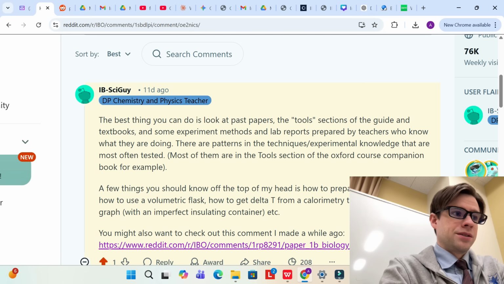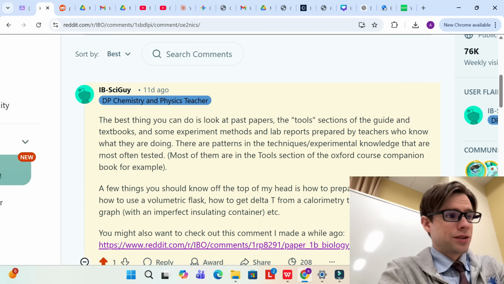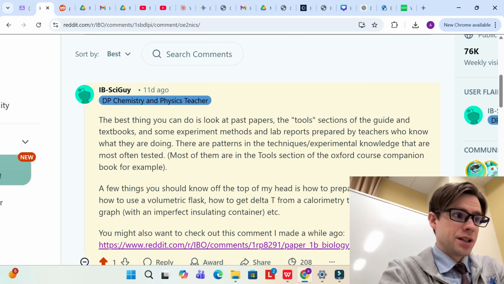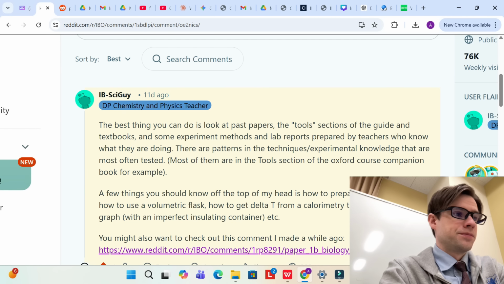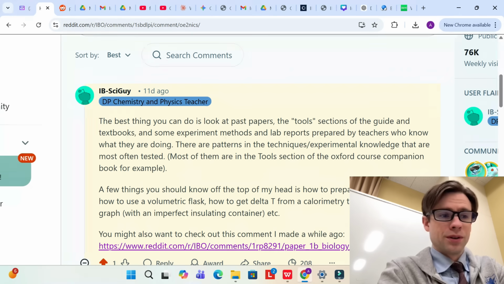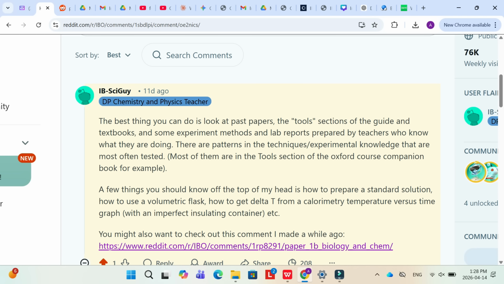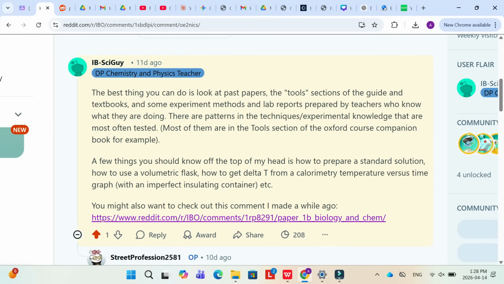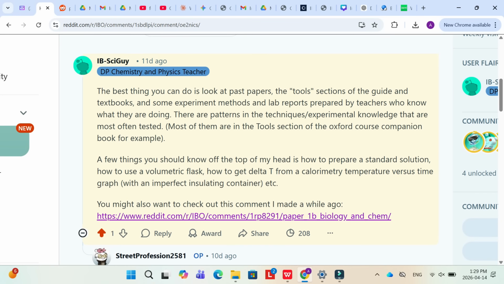And then there are patterns in the techniques and experimental knowledge that are most often tested. Like there's a lot of titration, there's a lot of colorimetry, there's a lot of making solutions, that kind of thing. Those ones that appear over and over and over in past papers, you should study in detail. So a few things off the top of my head: how to prepare a standard solution, how to use a volumetric flask, how to get delta T from a calorimetry temperature versus time graph, etc. I could go on forever. There's many, many things, but those are just what came to my mind as some examples.